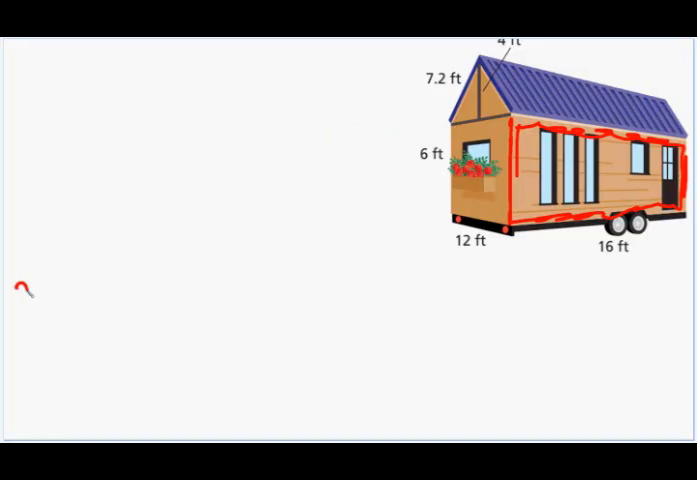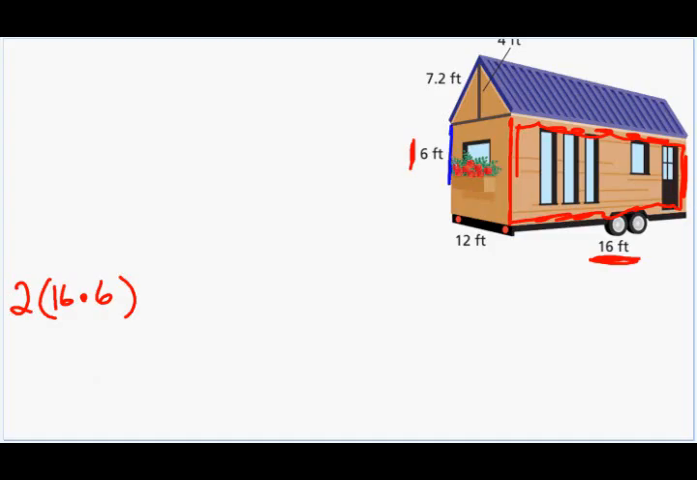So we're going to have 2 of the front of the house rectangles. And our base is 16, and our height is 6. So that'll be 2 times 16 times 6. And again, that takes care of the front and the back of the house.